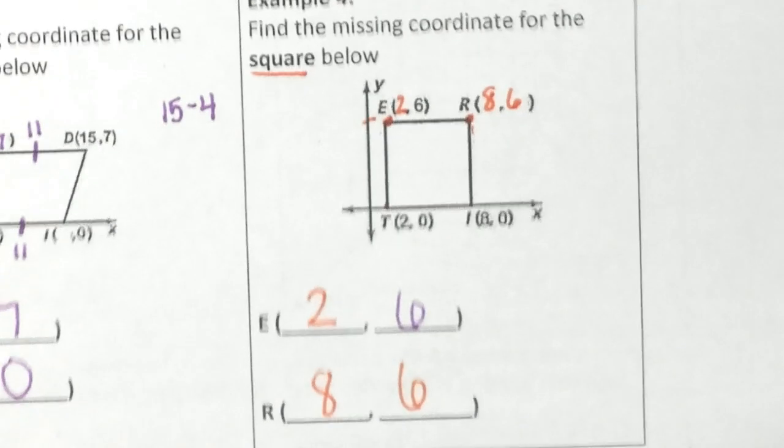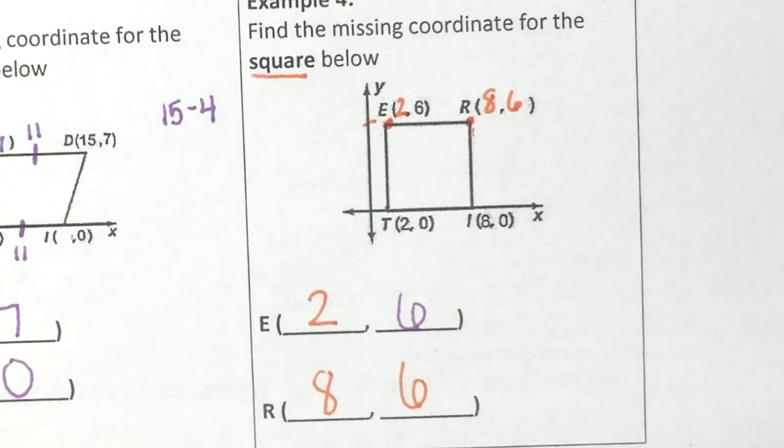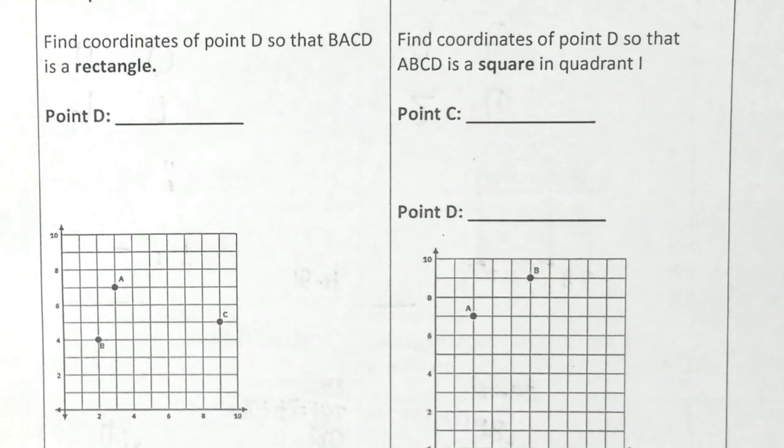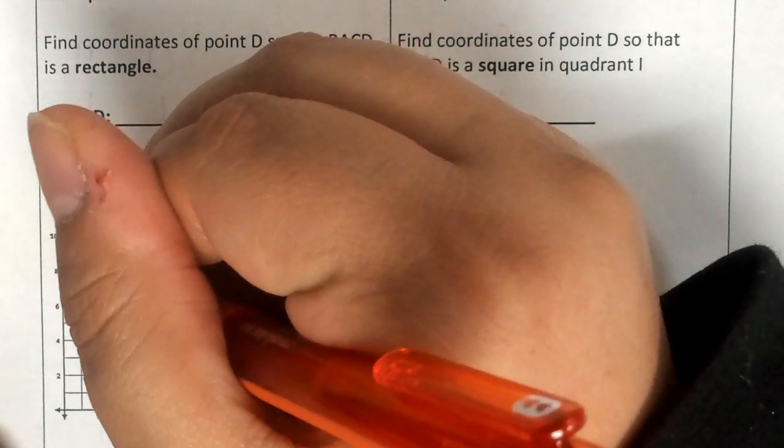All right, turn your paper over. We're going to get a little bit more complicated. I want you to try the next two. The next two are actually physically graphing. Can you create a rectangle if I give you B, A, and C?